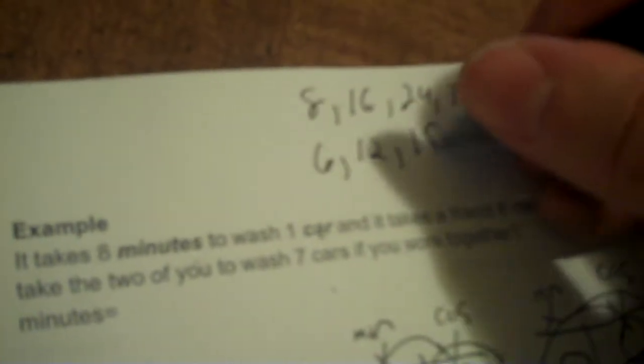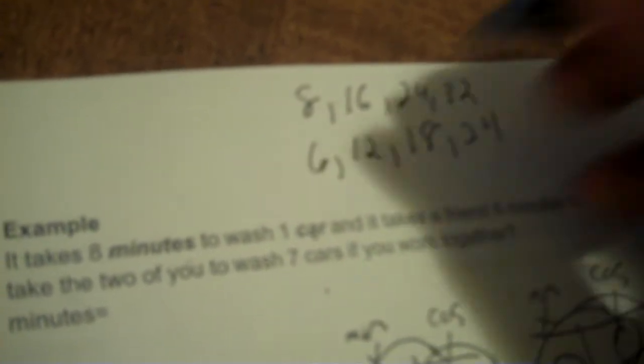So 8, 16, 24, 32. Now let's get 6. 6, 12. It's like you could just look at a multiplication table. 24. Oh, it must be 24. So 8 times what's 24? I think it's 3. 1 times 3 is 3. 6 times 4 is 24. 1 times 4 is 4. 3 plus 4 is 7.